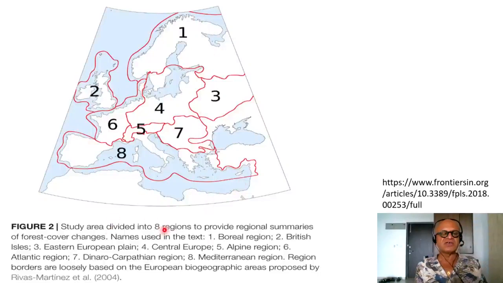So the study area here is divided into 8 regions to provide regional summaries of forest cover changes. Boreal region, British Isles, Eastern European region, Central European region, the Alpine region here. This is the Atlantic region. The Dinaro-Carpathian region is 7, and the Mediterranean region is 8.